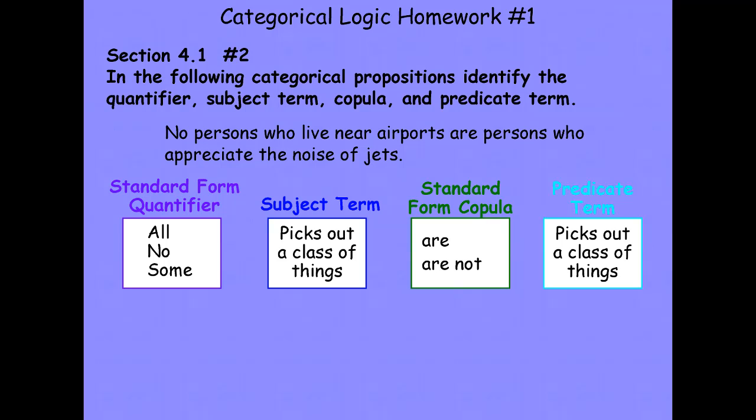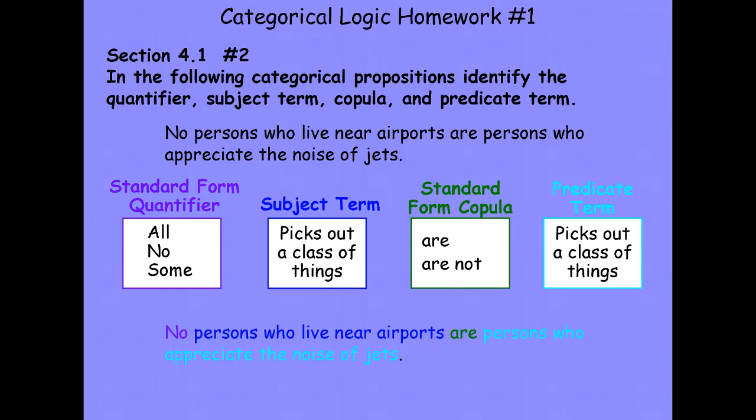So when we're looking at each of the elements of our standard form categorical statement with regard to our statement up here, we want to identify each of them as falling into one of those four categories. So no is our standard form quantifier. Our subject term, that is that phrase that picks out our initial class of things, will be persons who live near airports. The copula that's consistent with our universal negative quantifier no is are.